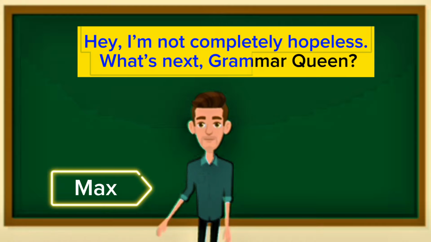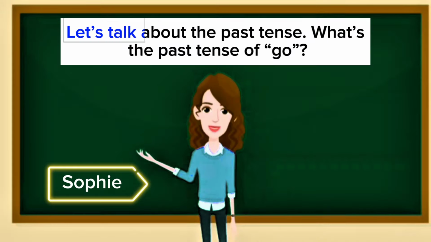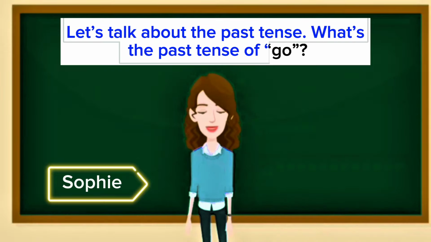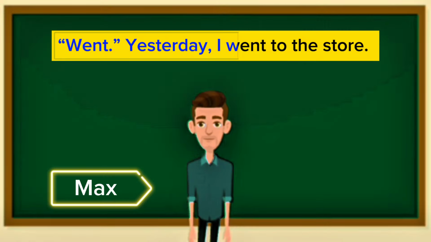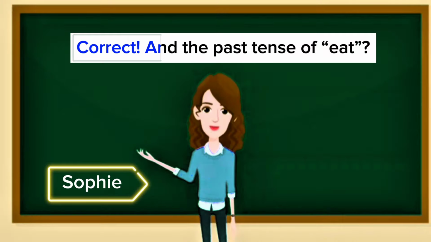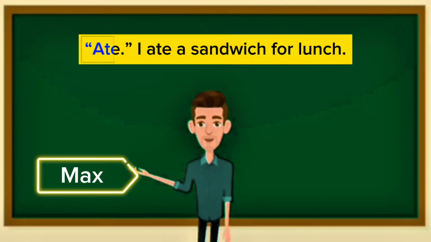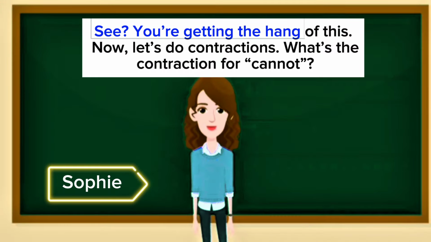What's next, Grammar Queen? Let's talk about the past tense. What's the past tense of go? Yesterday, I went to the store. Correct, and the past tense of eat? I ate a sandwich for lunch. See, you're getting the hang of this.